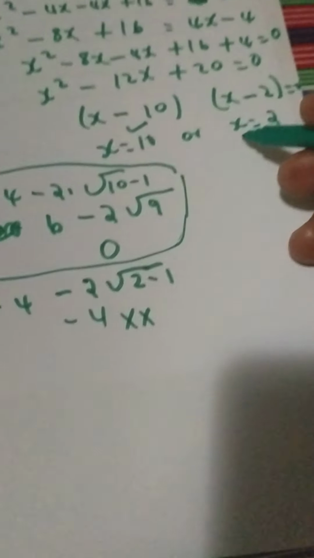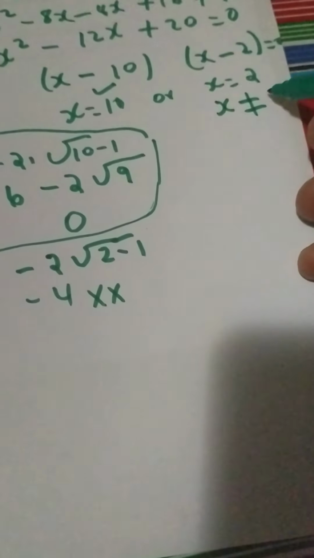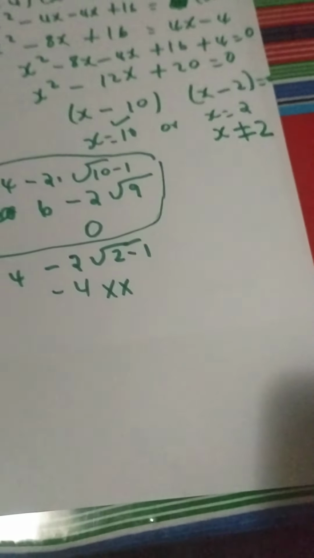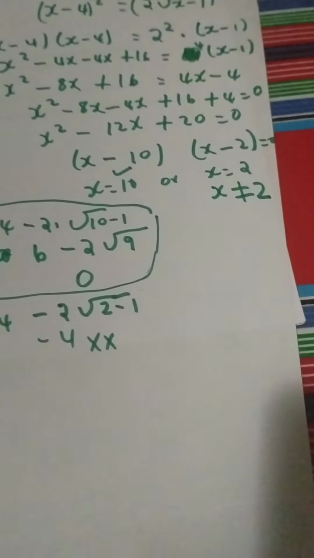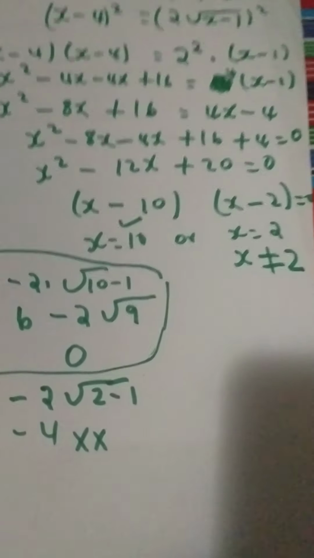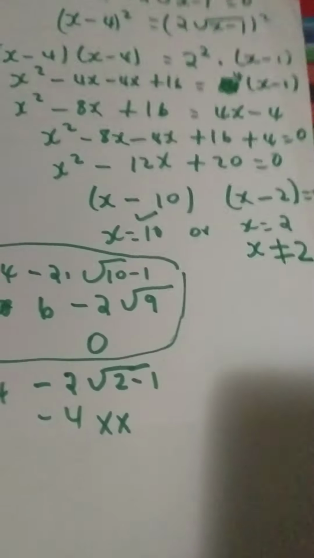So therefore, I go back to my solutions. X cannot be 2. There'll probably be a mark for that, because there's a big chance most people will just say x is equals to 2. So the solution is x equals to 10, because x cannot be 2, because it does not give us 0.